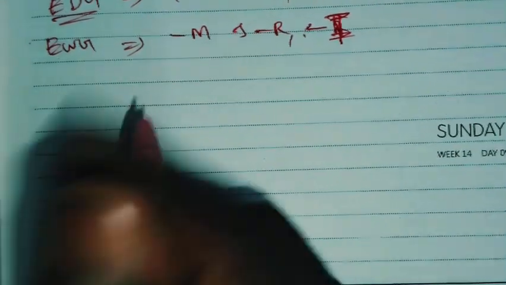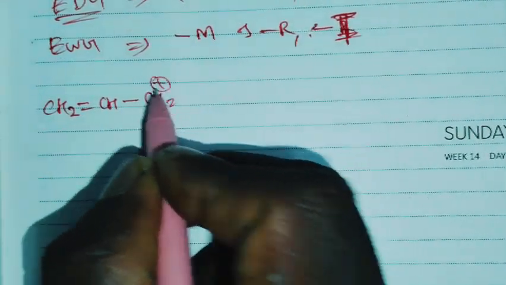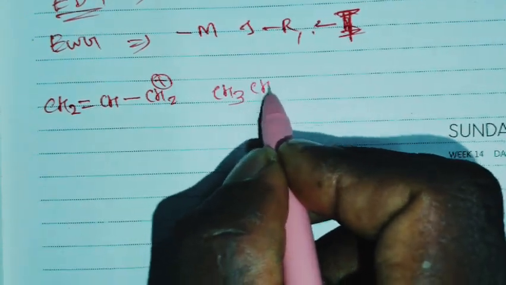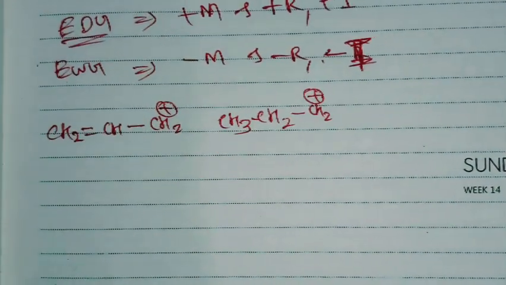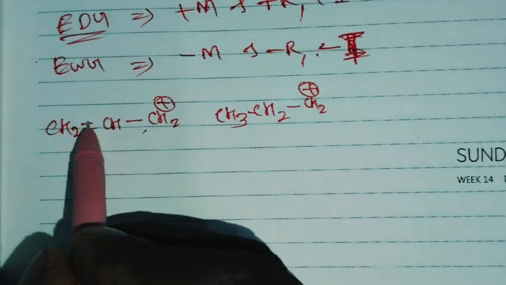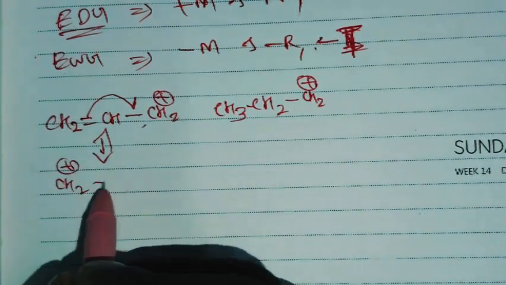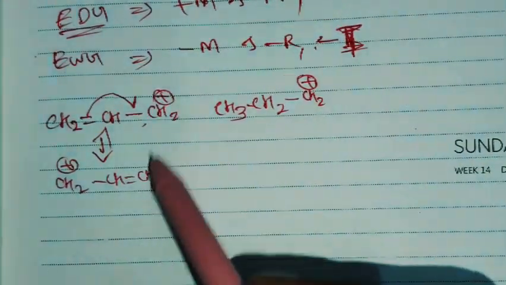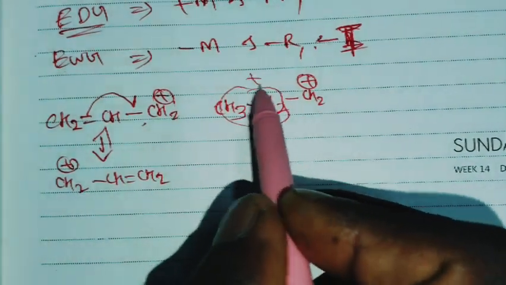There is another example: CH2 double bond CH2 plus and CH3 CH2 plus. These two carbocations are primary carbocations, but this one is an allyl carbocation. This pi electron can be shifted here, so resonance stabilization occurs: CH2 plus here, CH double bond CH2. These two are canonical structures. The other one cannot be stabilized by M effect, but it is stabilized by plus I effect.